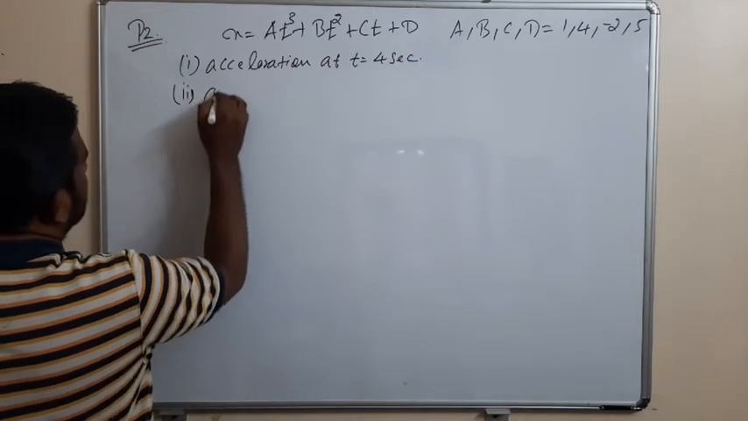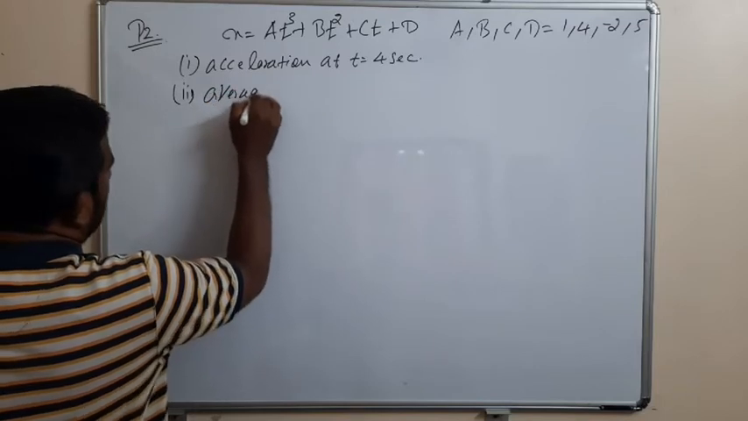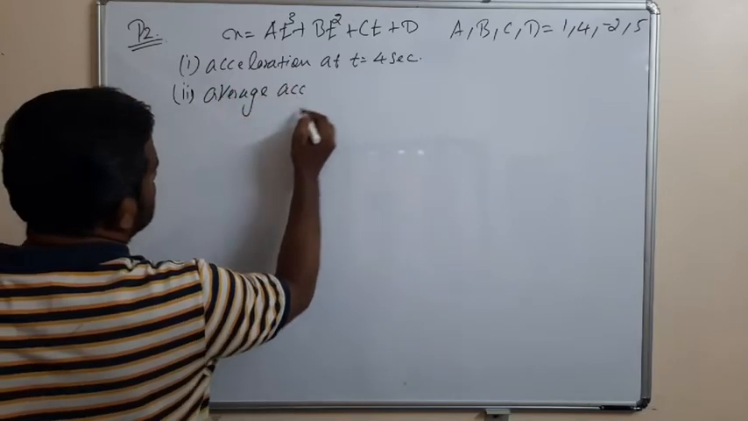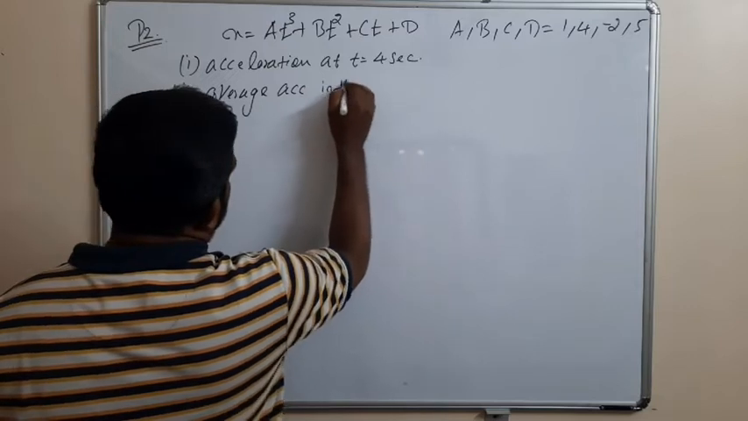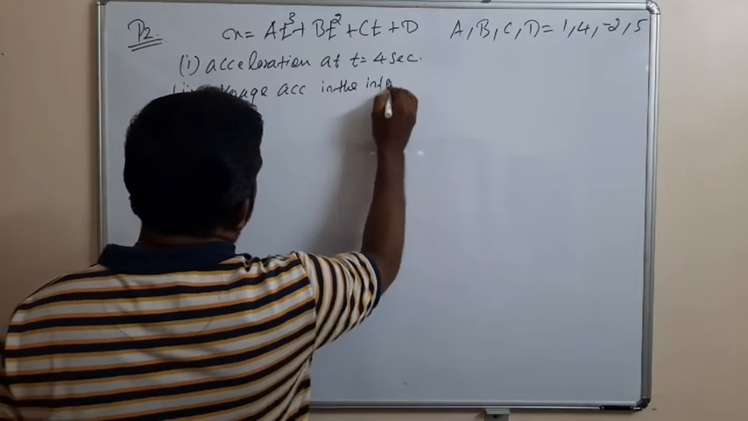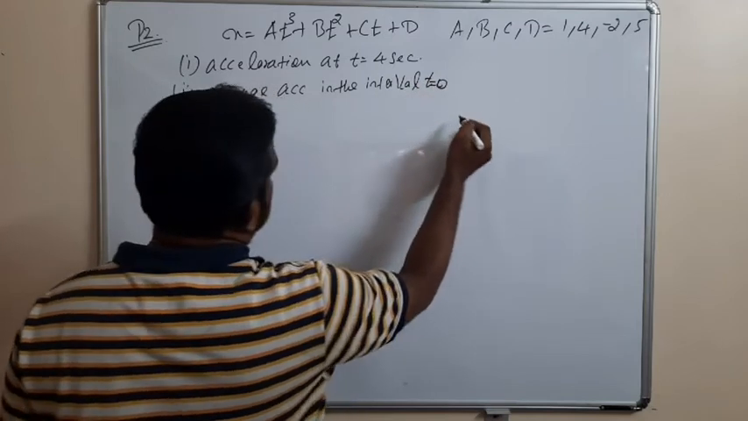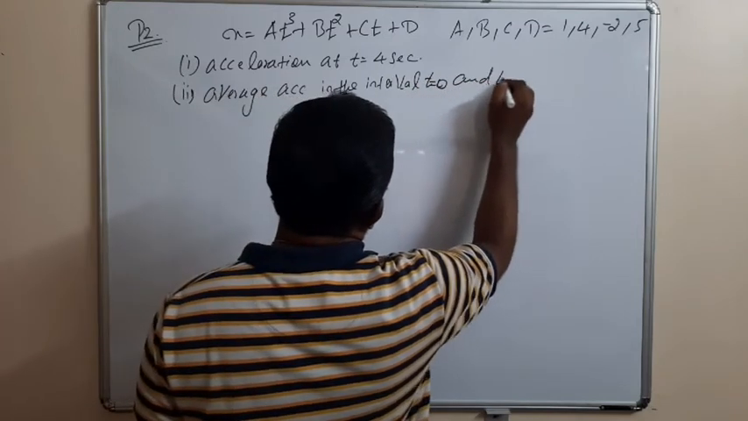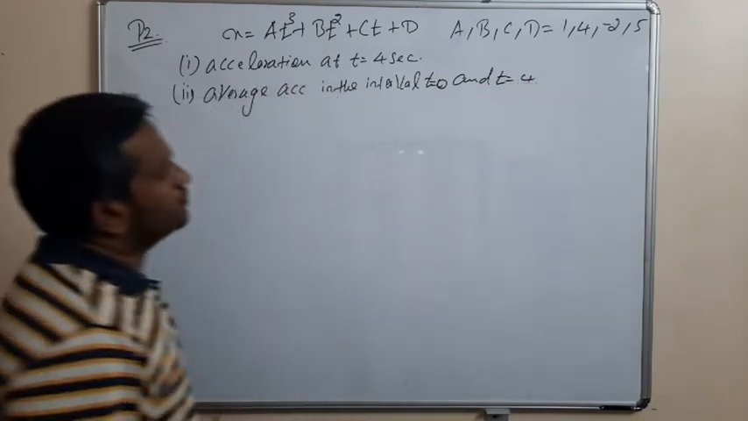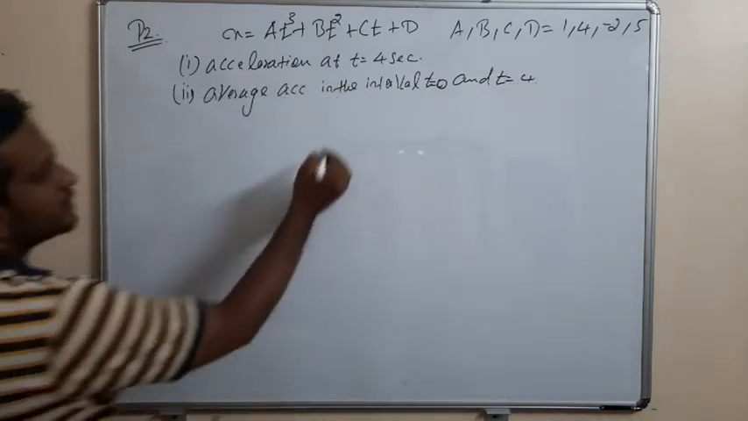Two, the average acceleration in the interval t is equal to 0 and t is equal to 4.